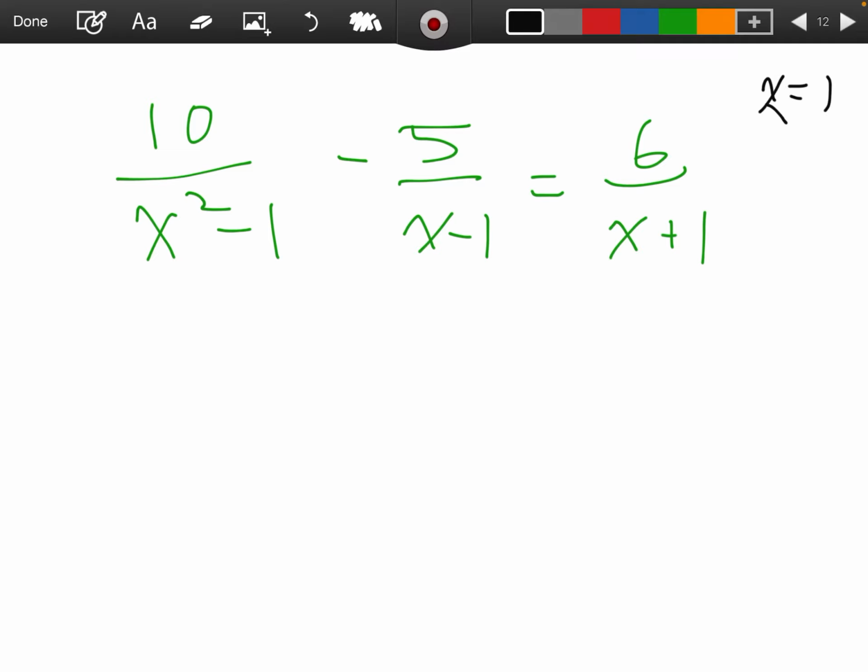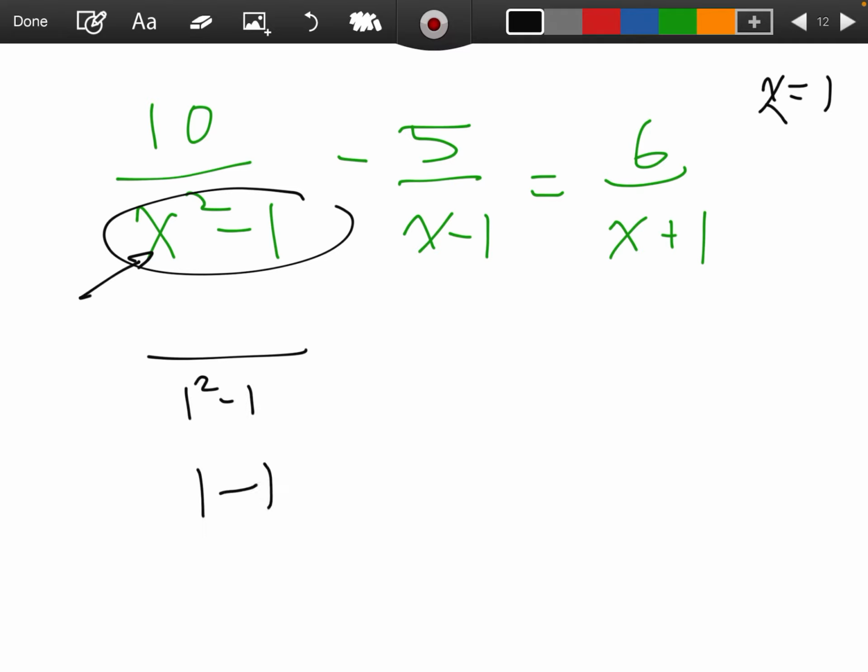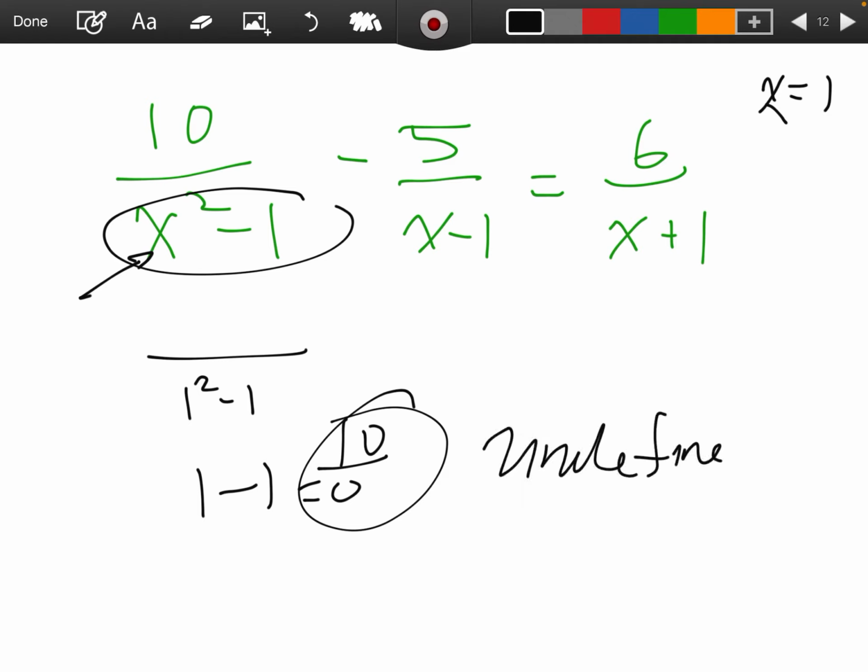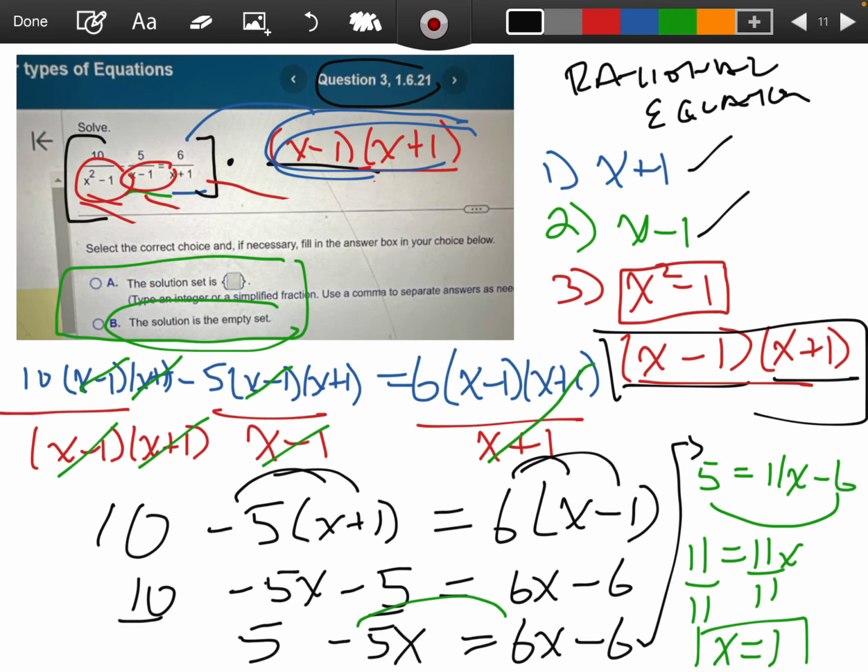Y'all, if we were to come back here and everywhere we have an x, we'd plug in a 1. Look what's going to happen down here. If we plug in a 1 here, 1 squared minus 1, 1 squared is still 1. 1 minus 1, y'all, that's going to give me a 0. Y'all, I can't divide by 0, okay? When we try to divide by 0, y'all, we get something that we call undefined. So now the question is, what is my answer? My answer here, y'all, even though we did all that work, is going to be the empty set. That just means that there's no solution, okay?